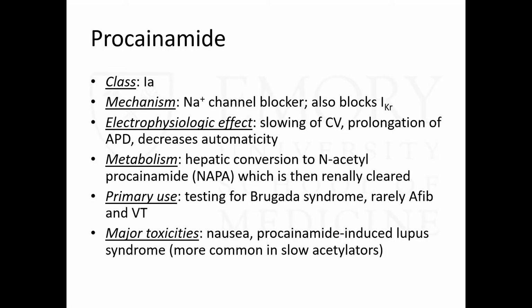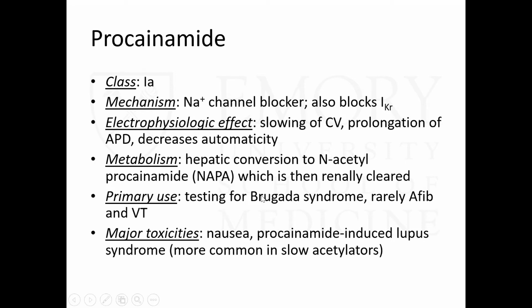Procainamide is the next class 1A antiarrhythmic. Again, it has multiple activities. The thing that's important to remember about procainamide is that it's actually converted in the liver to N-acetyl procainamide, which is the active metabolite, which is then renally cleared. So you have to have both a healthy liver and a healthy set of kidneys in order to use procainamide. And as you can imagine, a lot of the patients in the hospital have either some hepatic dysfunction or renal dysfunction, which makes procainamide not a very good agent to use.